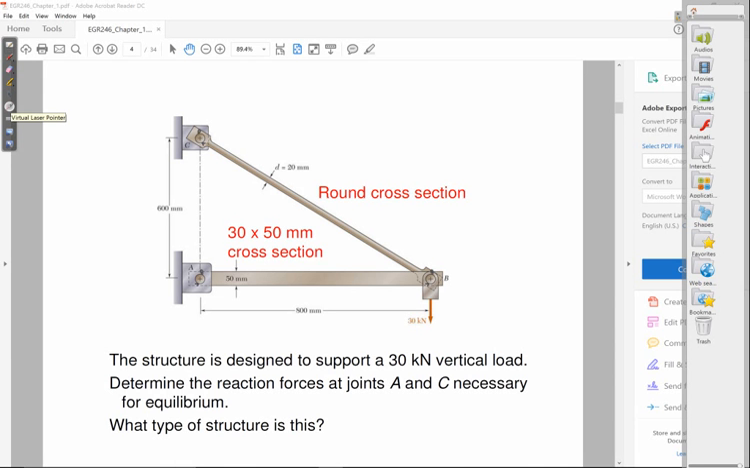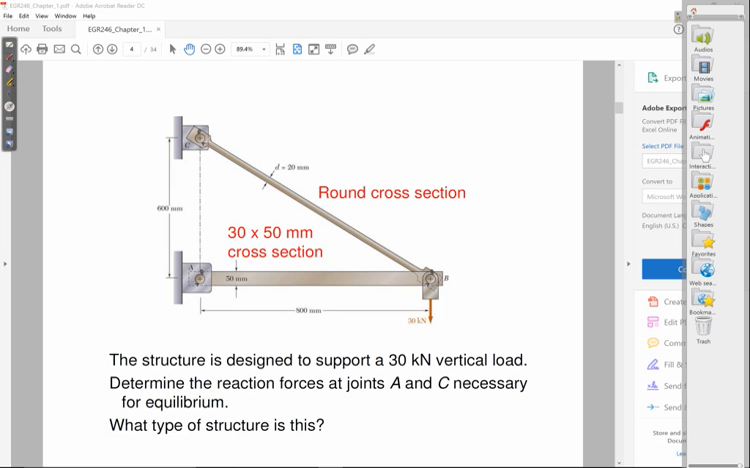Thinking back to statics again, anything that's not a truss would probably be a frame. So that's what this would be. This is a frame. If this were given to you as a statics problem, what kinds of things would you be asked to find? Think about that for a second.